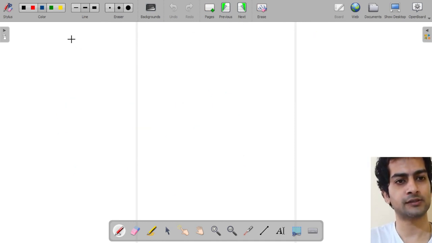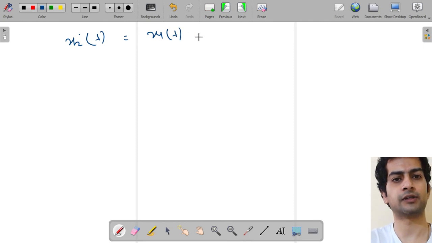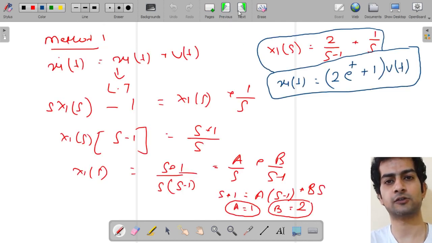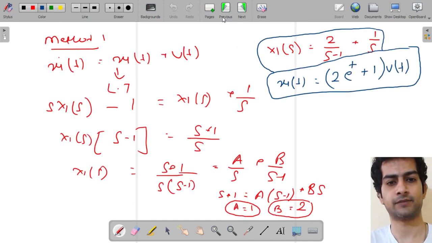Now coming to x2(s), we can write x2 dot(t) is equal to x1(t) plus x2(t) plus u(t). Now we will take the Laplace transform of this. So we will get this. The initial condition is 0. x1(s) is 2 by s minus 1 plus 1 by s, or s plus 1 by s minus 1.